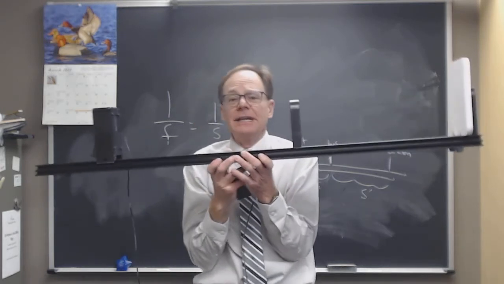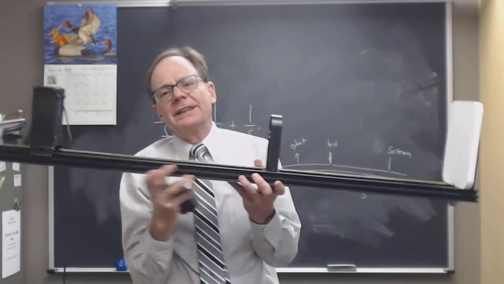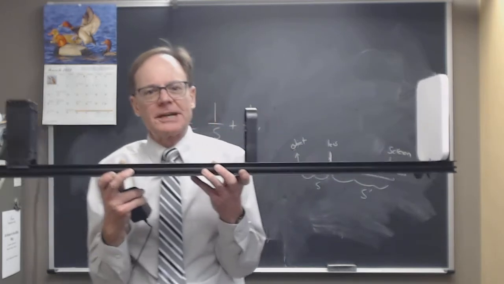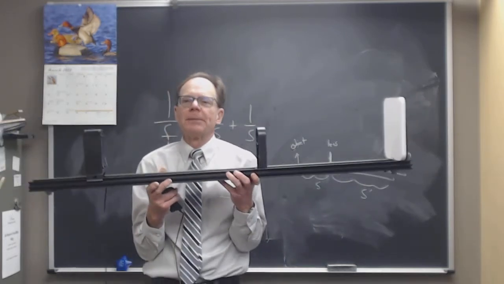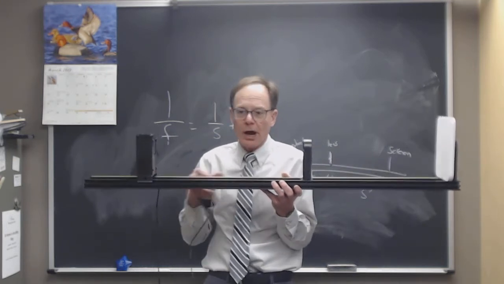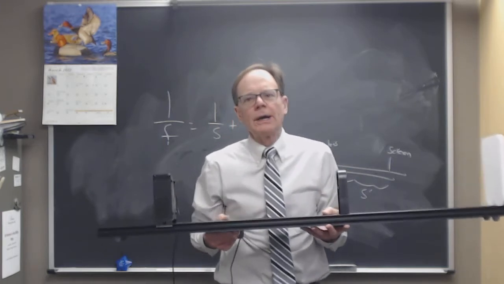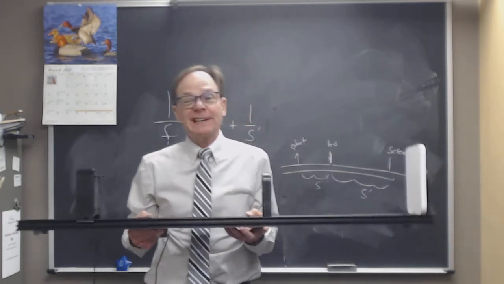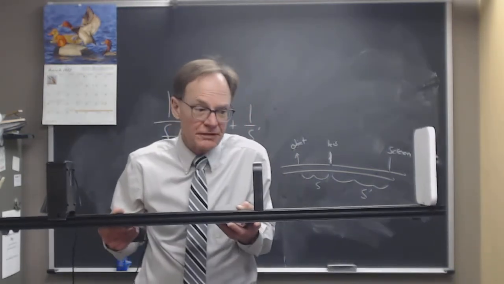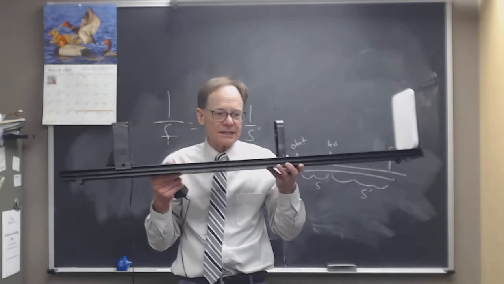And your task is to do so until you get a crisp image on the screen down here. That may be a challenge. You may not be able to tell exactly where the crispest image is, and you see where some uncertainty is creeping into your measurements right away because you don't know what the exact values of s and s prime are. And again, we will try to fix that issue, the lack of precision that comes in from things like that, by taking lots and lots of data.